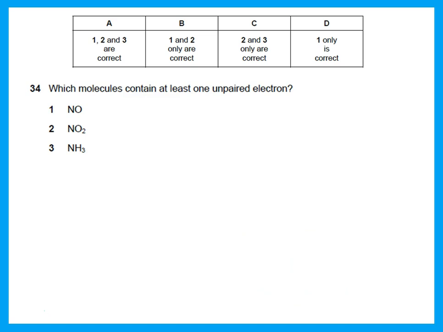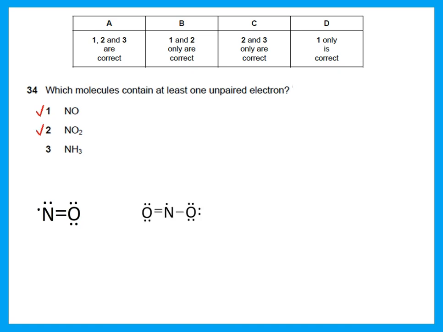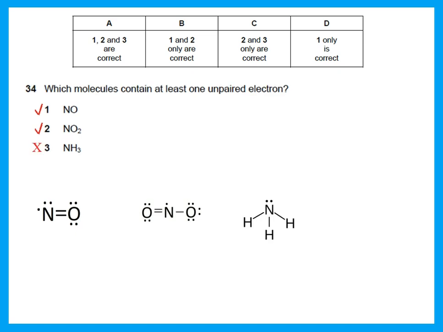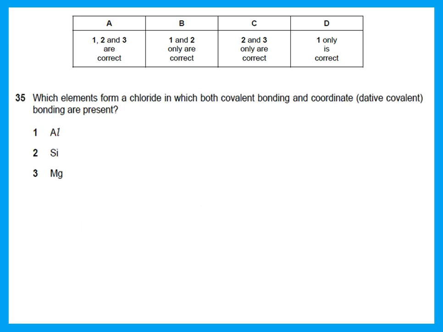Which molecules contain at least one unpaired electron? Well, let's draw the dot and cross for each one. So NO, yes, it contains one unpaired electron. NO2, yes, the nitrogen has one unpaired electron. Ammonia, no, it doesn't. Ammonia has a lone pair of electrons, not one unpaired electron. So 1 and 2 are correct, so my answer is B.